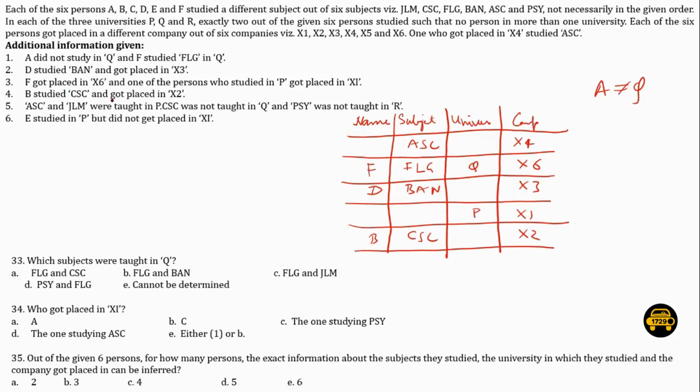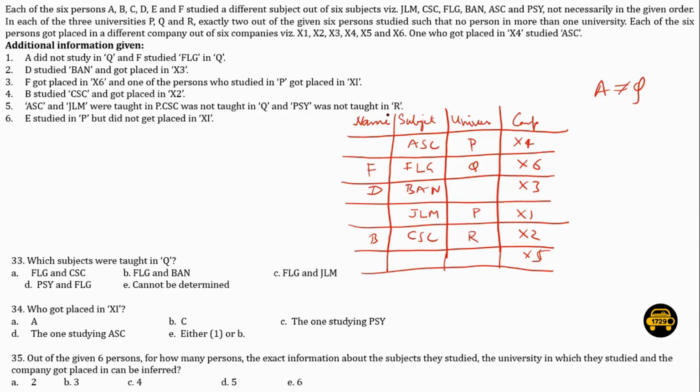Now ASC and JLM were taught in P. So ASC was taught in University P, and of course the next subject was JLM. Now we know about 5 companies. The remaining company is of course X5. CSC was not taught in Q. So this is not Q. We already have information about P. So this has to be R.